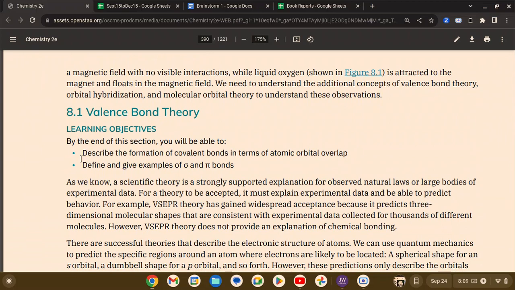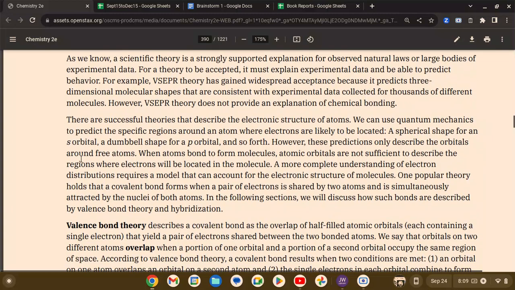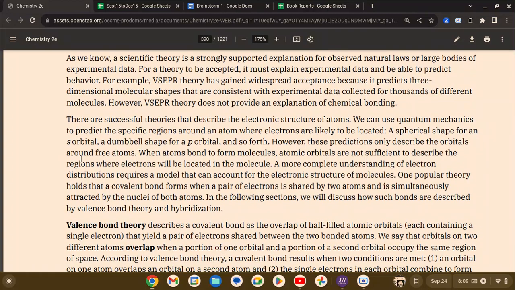8.1. Valence bond theory. By the end of this section, you will be able to describe the formation of covalent bonds in terms of atomic orbital overlap, define and give examples of sigma and pi bonds. As we know, a scientific theory is a strongly supported explanation for observed natural laws or large bodies of experimental data. For a theory to be accepted, it must explain experimental data and be able to predict behavior. For example, VSEPR theory has gained widespread acceptance because it predicts three-dimensional molecular shapes that are consistent with experimental data collected for thousands of different molecules.